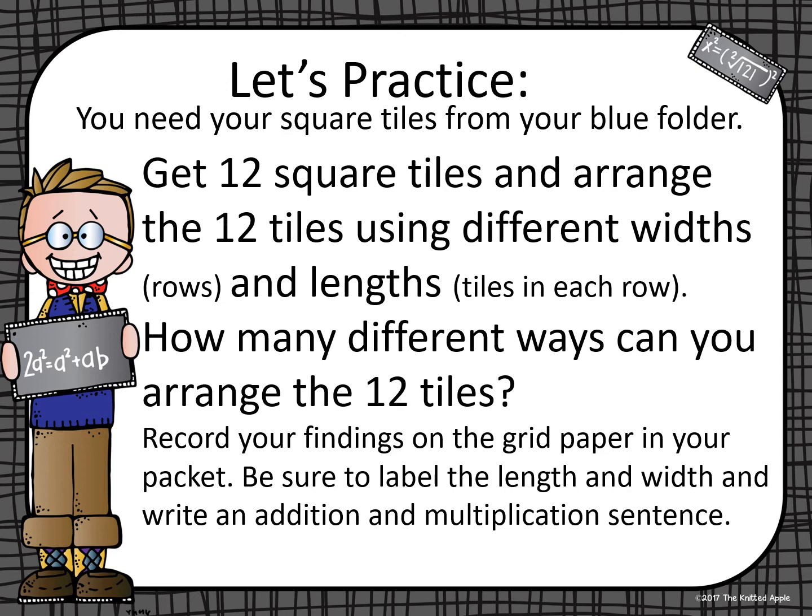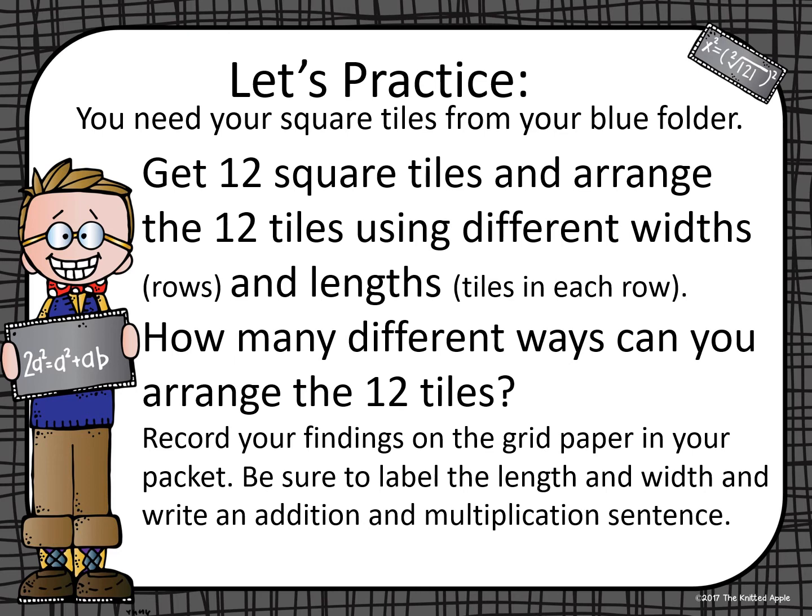So that means you're going to create rectangles and or squares using square tiles with rows and the number of tiles in each row, but you cannot create a rectangle or square that has more than 12 tiles in it. So the question is, how many different ways can you arrange the 12 tiles to create a rectangle or square, and what would the multiplication sentence be if you were going to create a product for that area?